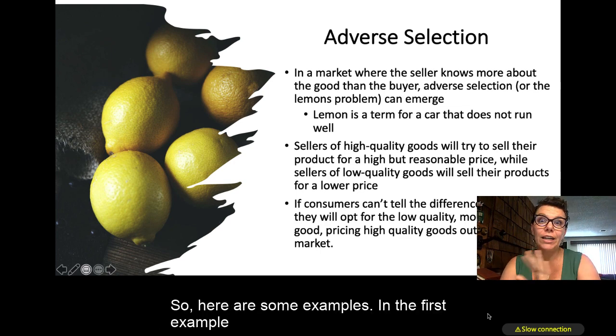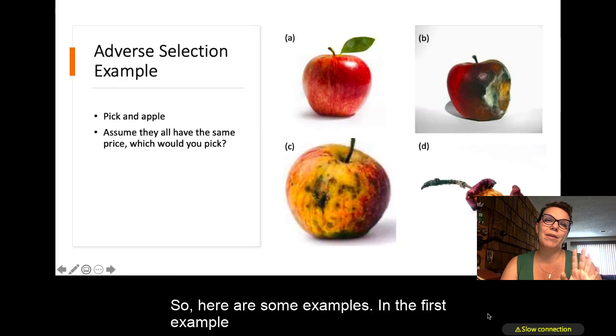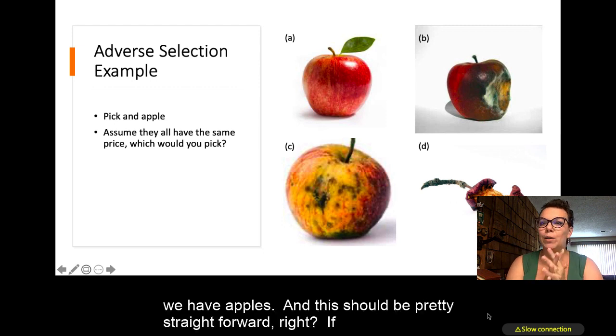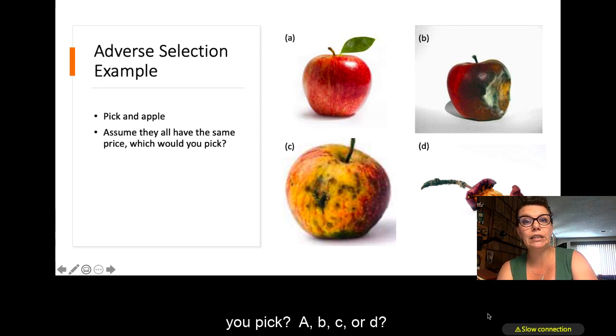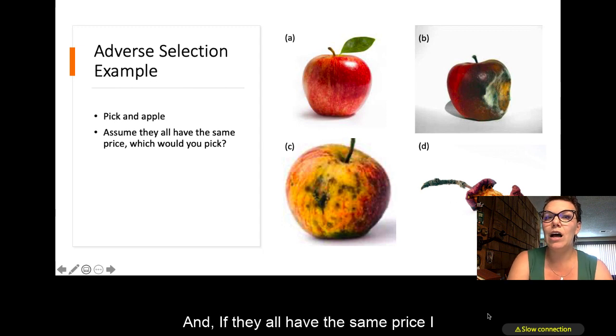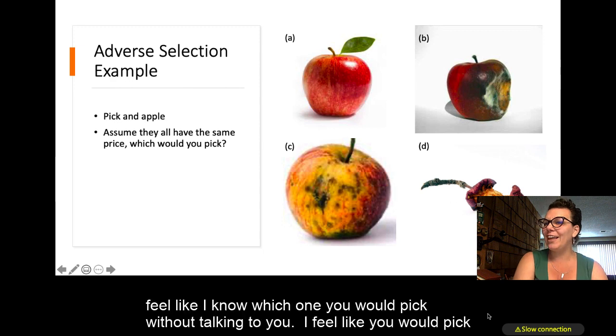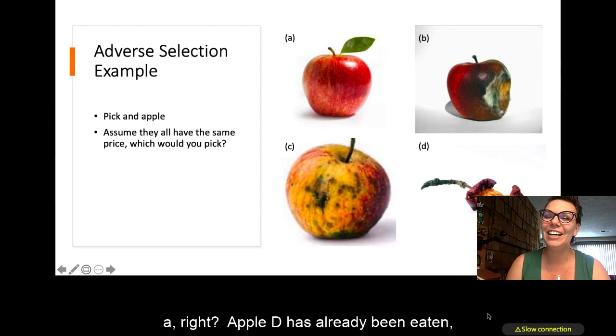So here are some examples. In the first example, we have apples. And this should be pretty straightforward, right? If I've got a selection of four different apples, which apple would you pick? A, B, C, or D? And if they all have the same price, I feel like I know which one you would pick without talking to you. I feel like you'd pick A, right?